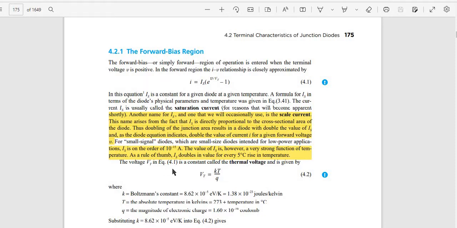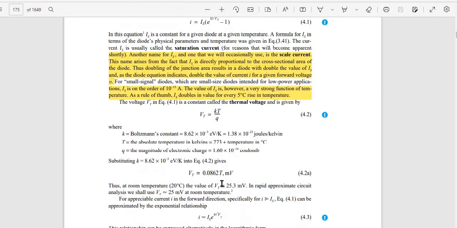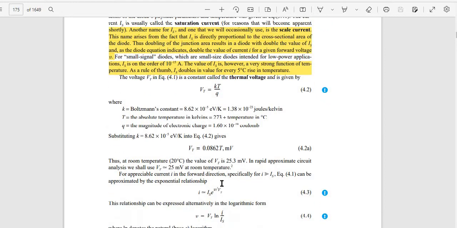The voltage Vt in equation 4.1 is a constant called the thermal voltage and is given by Vt = kT over q, where k is the Boltzmann constant, 8.62 times 10 to the power minus 5 eV per kelvin, equal to 1.38 times 10 to the power minus 23 joules per kelvin. T is the absolute temperature in kelvin, equal to 273 plus the temperature in degrees Celsius. q, the magnitude of electronic charge, is equal to 1.60 times 10 to the power minus 19 coulomb.